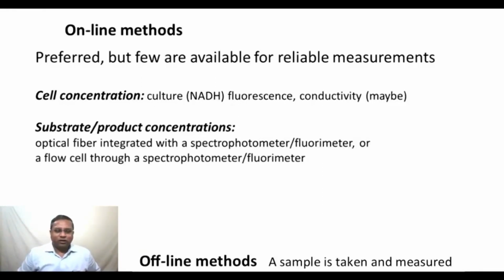As I mentioned earlier, the optical fiber is integrated with a spectrophotometer or a fluorimeter, or you could take a sample from the bioreactor as it is operating, but bring the sample back into the bioreactor after it flows through what is called a flow cell, which is placed in the fluorimeter for measurement. Okay, this is another way of doing that.